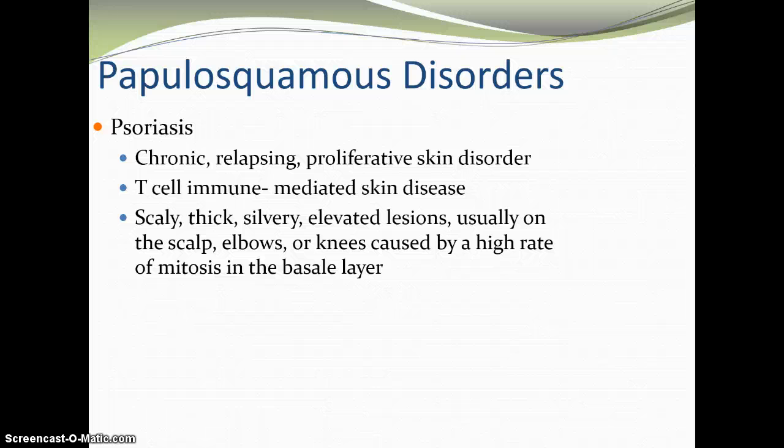Psoriasis, there are many different types of psoriasis in our patients. Basically, psoriasis is a chronic relapsing proliferative skin disorder. And usually what they look like is scaly, thick, silvery lesions that can be found anywhere, especially on the scalp, elbows, or knees. Because they are caused by a high rate of mitosis in the basal area. So it's just a high rate of the skin growing and growing due to who knows what, but a lot of times some people believe it's due to stress, and you get that extra skin in certain locations.